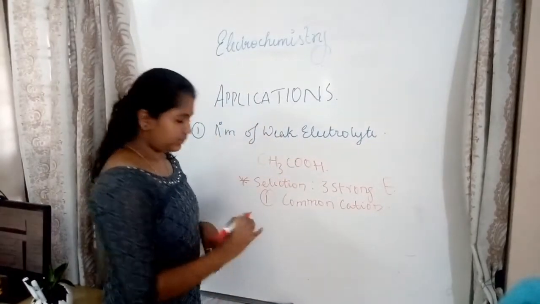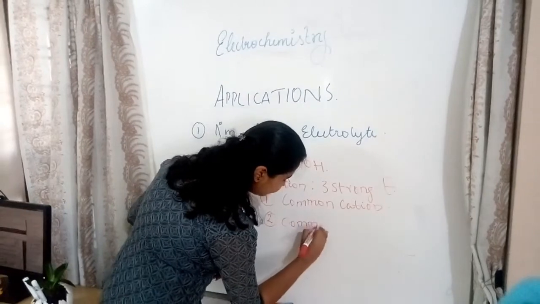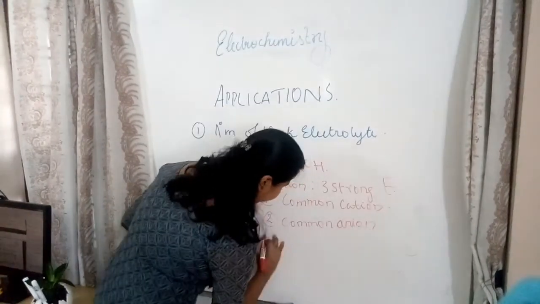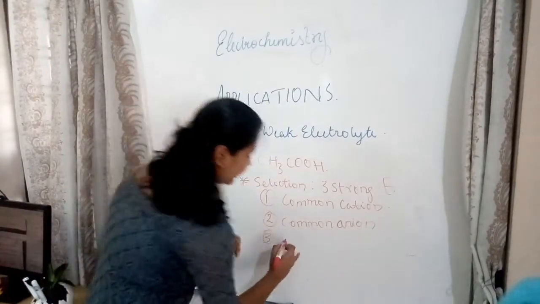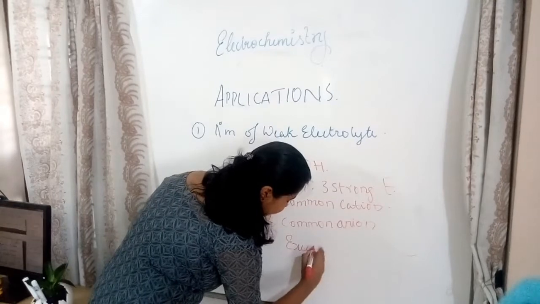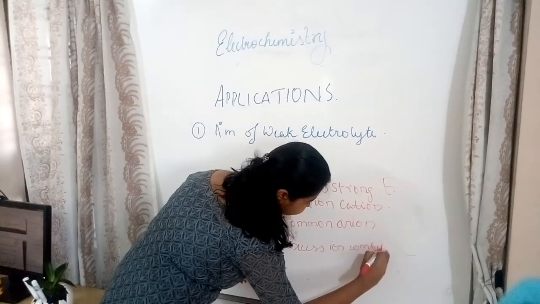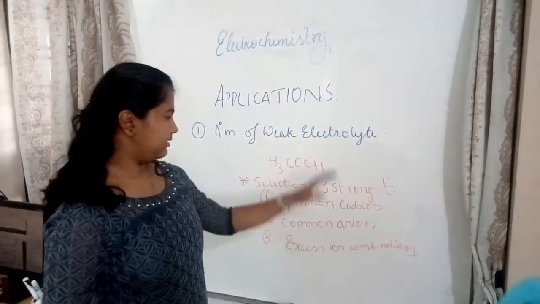And the second one should have a common anion. The third one should be with the excess cation and anion, the excess ion combination. So these are the steps.